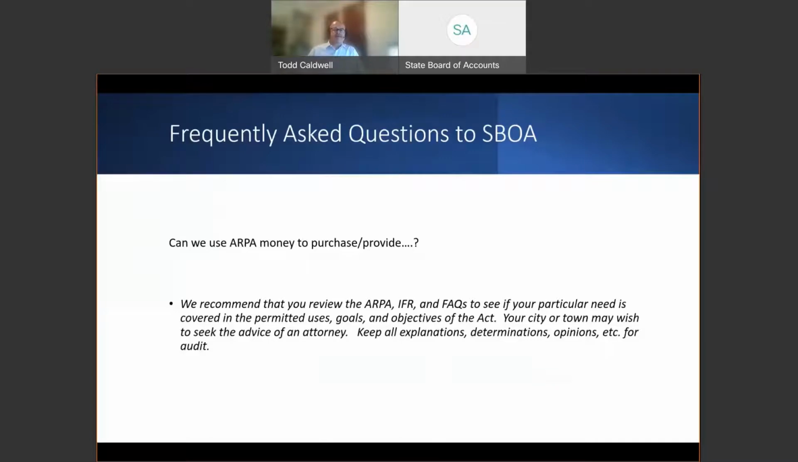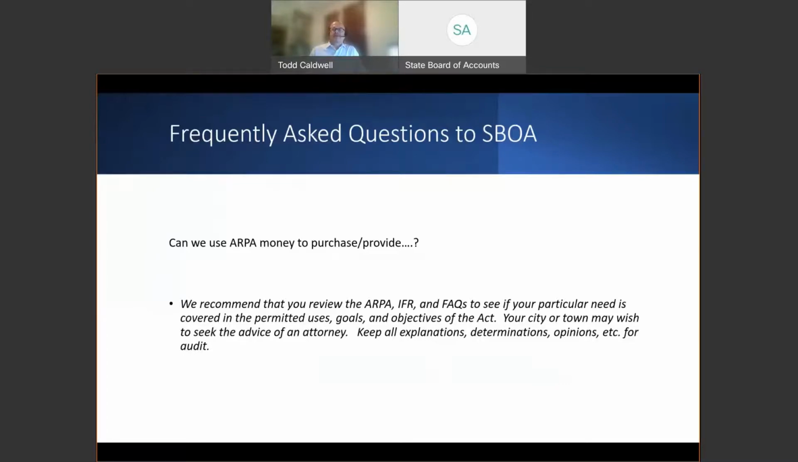The first one is, can we use ARPA money to purchase or provide, and then the question goes into something very specific. When the Board of Accounts has been asked specific questions, for example, can the money be used to purchase or to construct a new town hall? That was one that we got. Our answer is to recommend reviewing the American Rescue Plan Act and the interim final rule with your attorney to see if your particular need is covered in the permitted uses, goals, and objectives of the Act.